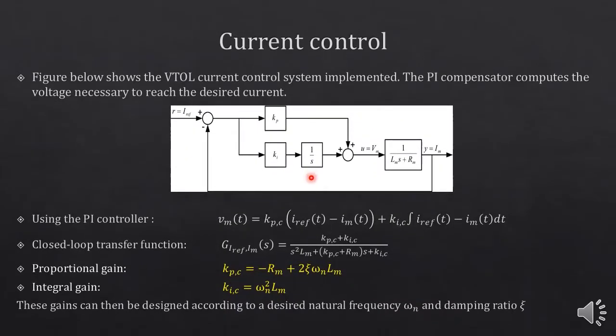This figure shows the VTOL current control system implemented. The PI compensator computes the voltage necessary to reach the desired current. Using the PI controller, we can have this equation of the voltage, and this is the closed loop transfer function of the above system. If we compare the denominator with the standard characteristic equation, you can have this proportional gain and this integral gain. These can be designed according to the desired natural frequency and the damping ratio.